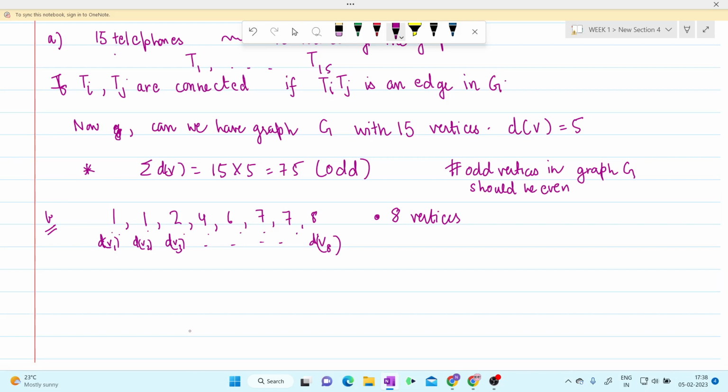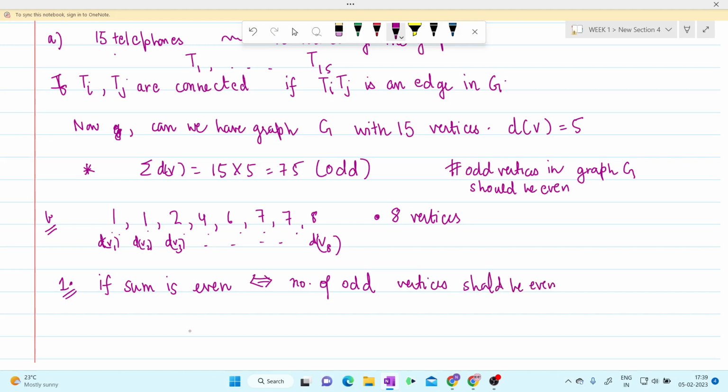First of all, whenever a degree sequence is given, the first thing to check is whether the sum is even, because we know that the sum of all degrees should be even. Which is equivalent to saying that the number of odd vertices should be even. So we count the number of odd vertices, and it should be even.